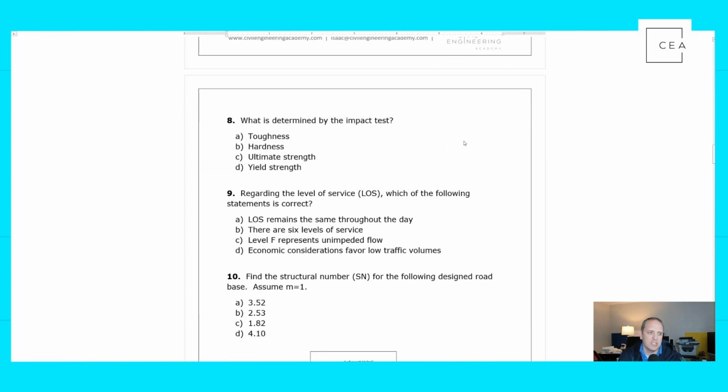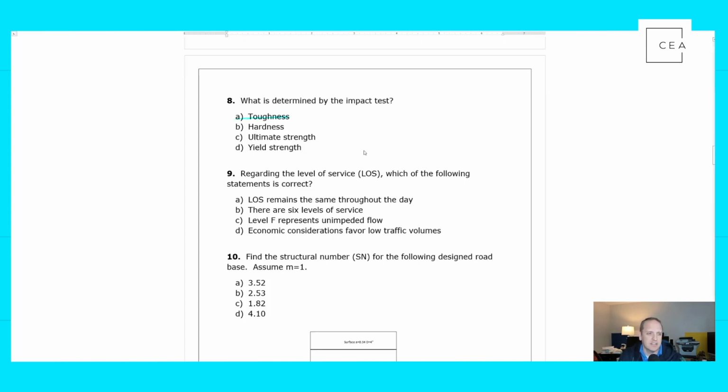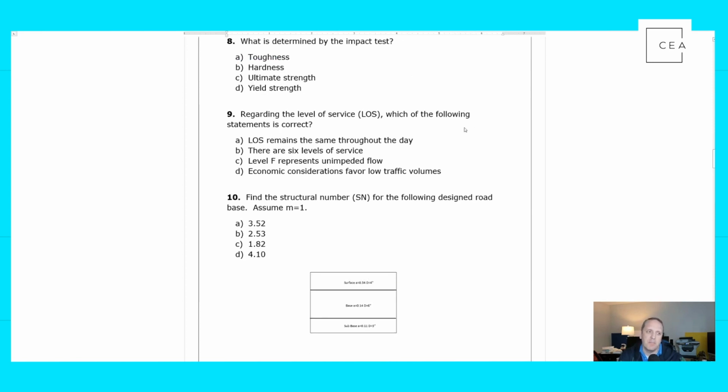A very good question. What's determined by the impact test? If you recall, the impact test measures the energy to fracture a sample, which is its toughness. So ding, ding, ding, it is toughness in this one. So that is a materials type question. You'll want to brush up on stuff about that.